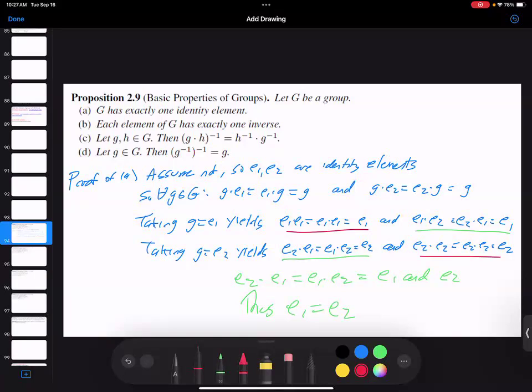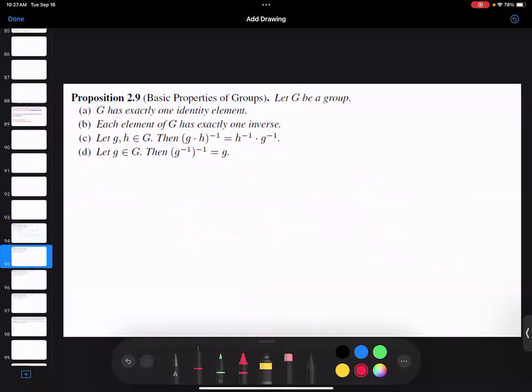Proving B, right? Really not much mystery here, right? So each element has exactly one inverse. Given that the method worked well before, let's see if it works again. If it does, great. If not, try something else. So what kind of proof should we do for B? Yeah, proof of B by contradiction. So assume there exists a G with two inverses.